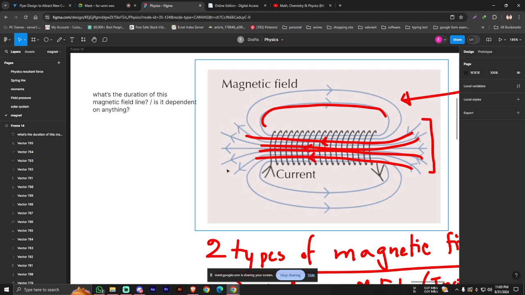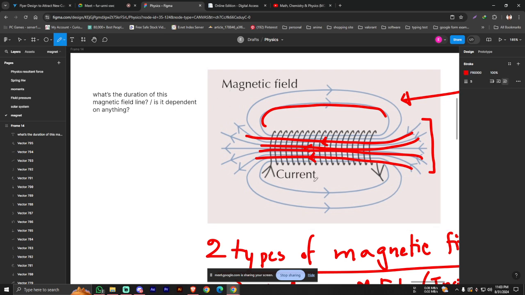So if the current is not flowing inside the solenoid, it cannot create magnetic field lines or any magnetism property in the solenoid, right? So current is the key element here. Current, remember it. Did you understand? I discussed it. Okay. So current is the key element here.